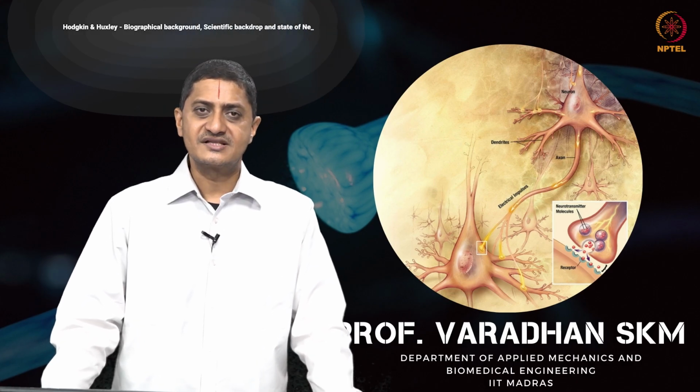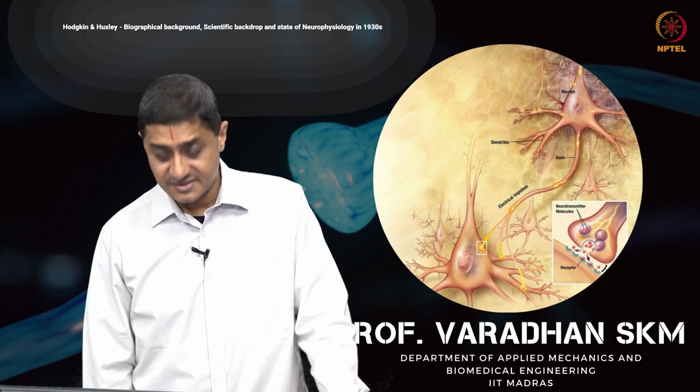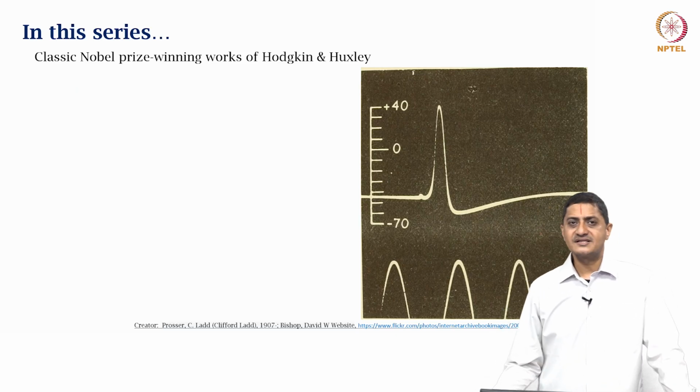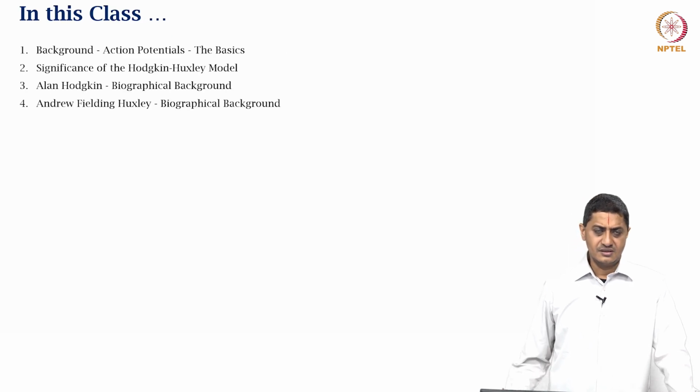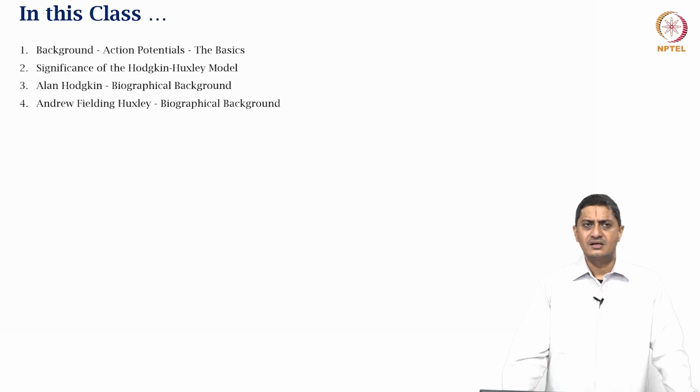Welcome to this course on classics in neuroscience. In this series of videos, we are looking at classic Nobel Prize winning works. In this series, we will start looking at the classic Nobel Prize winning works of Hodgkin and Huxley. In this video, we will look at the background, the action potential and the definitions and the basics, which was the work of Hodgkin and Huxley, and the crucial importance of the method that was developed by Hodgkin and Huxley and their model, and biographical background of Alan Hodgkin and Andrew Huxley.